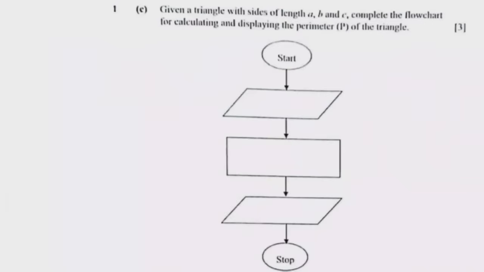We come to question 1C, which is as follows. Given a triangle with sides of length A, B, and C, complete the flowchart for calculating and displaying the perimeter P of the triangle.